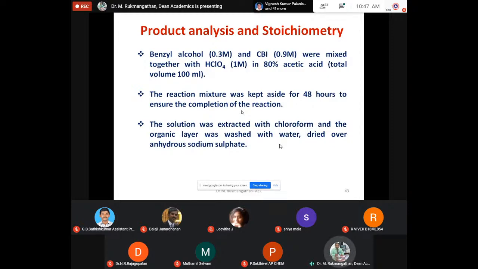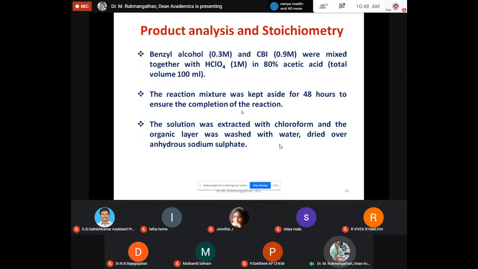Benzyl alcohol is oxidized with the help of CBI, 1-chlorobenzimidazole. Our oxidizing agent, 1-chlorobenzimidazole, is a mild oxidizing agent. It is not a strong oxidizing agent. So in organic synthesis or organic reactions, wherever you need mild oxidation, this CBI compound, 1-chlorobenzimidazole, has been used.